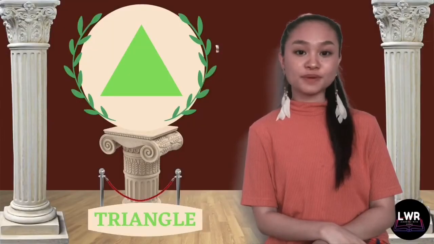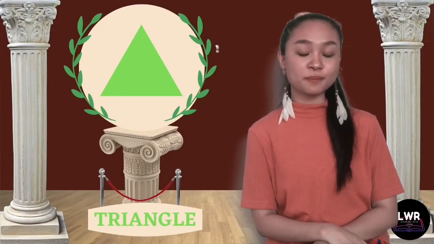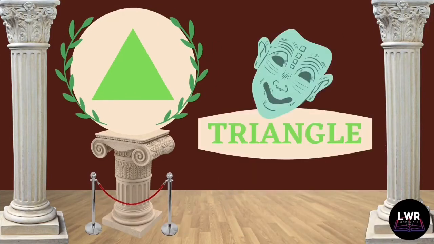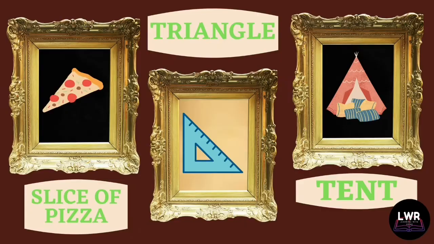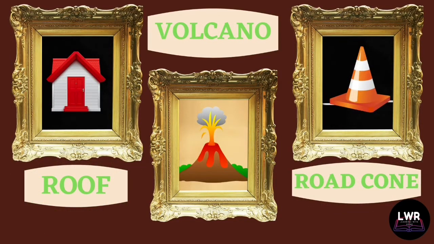The fourth shape is a triangle, which is a closed two-dimensional shape that has three sides and angles. It is also defined as a polygon, having edges and vertices that are equivalent to 3. A pizza, triangle, and tent are objects that are triangular in shape. We can also add a roof, volcano, and road cone.